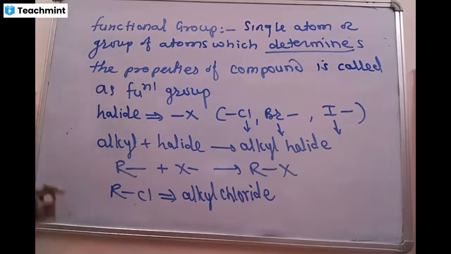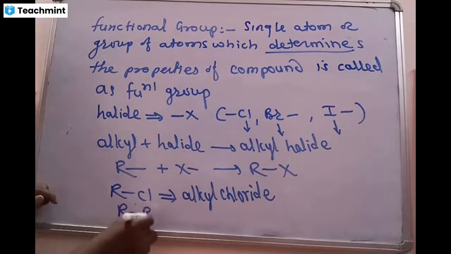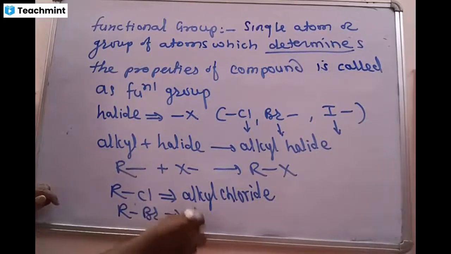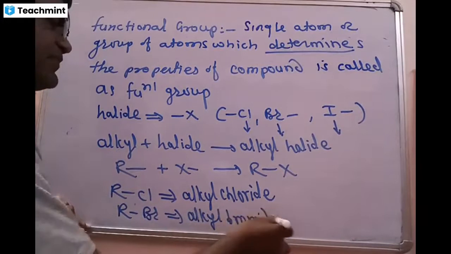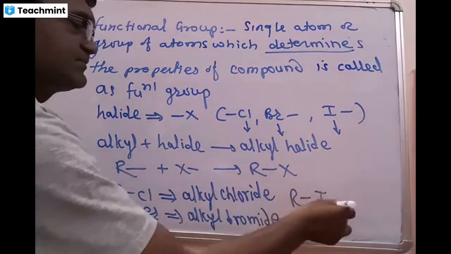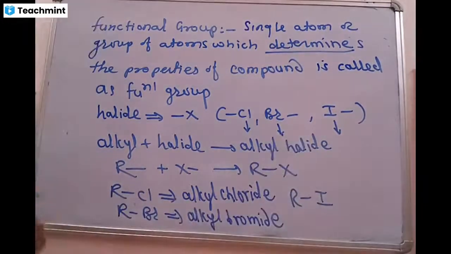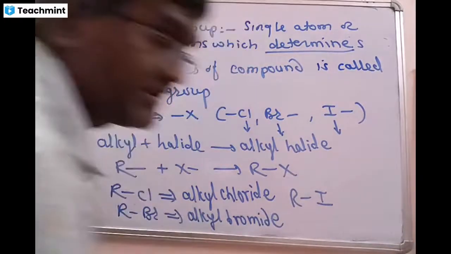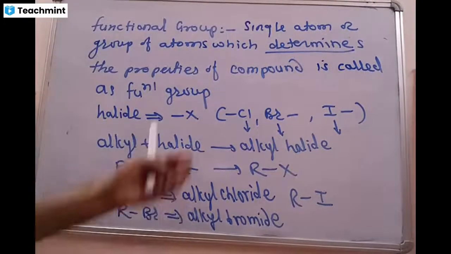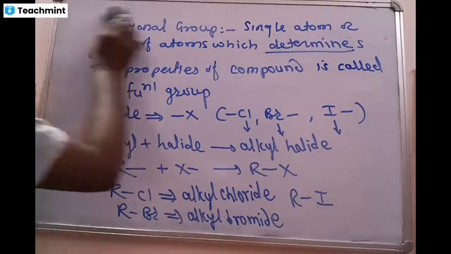Similarly, you can have that alkyl bromide, and you can have that alkyl iodide. Alkyl iodide also. So these are the 24 formulas that you can obtain from the alkyl group by combining them with the Cl or Br or I. So that was also studied in the earlier.